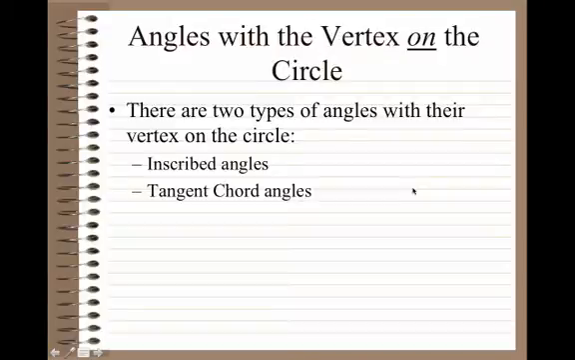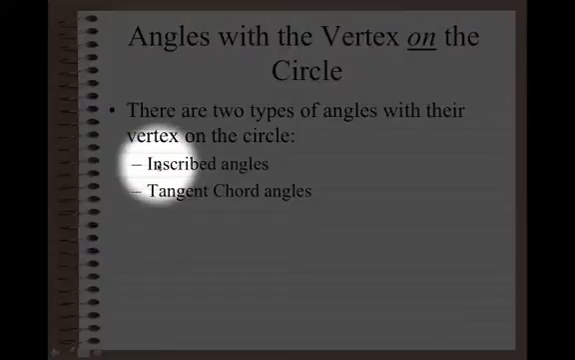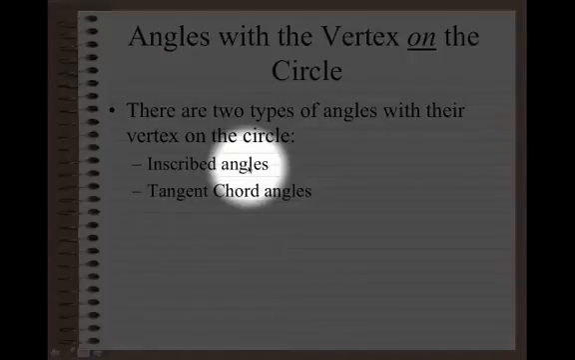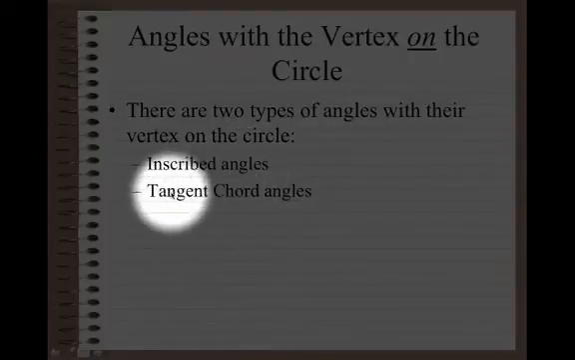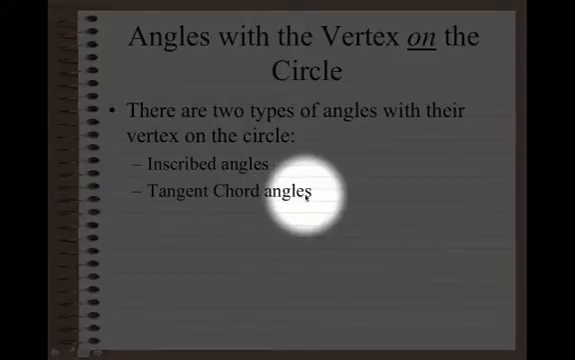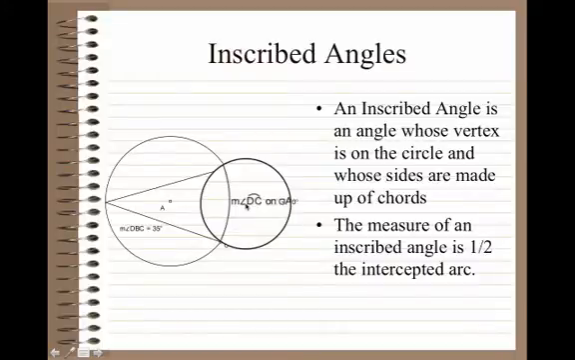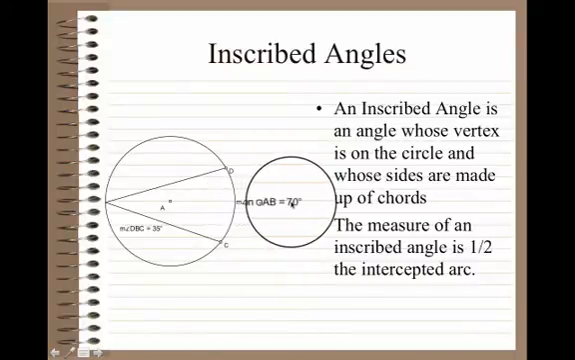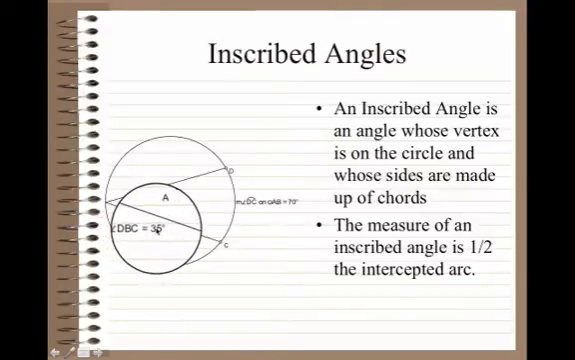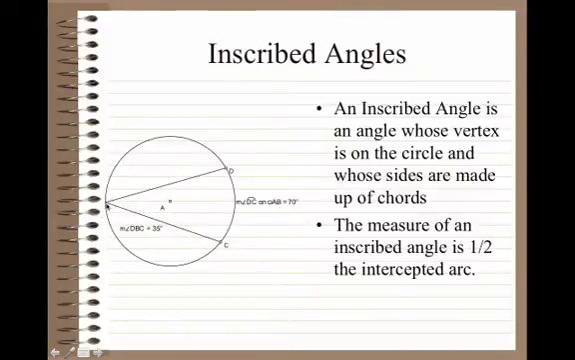There are two types of angles with their vertex on the circle. Central angles are at the center. Inscribed angles have their vertex on the circle, and we've talked about those already. There are also tangent chord angles, whose vertex is also on the circle. As we've learned before, inscribed angles have a measure that is 1/2 the intercepted arc. So if the arc is 70 degrees, then the measure of the angle will be 35, because its vertex is on the circle, so it is half the measure of the arc.